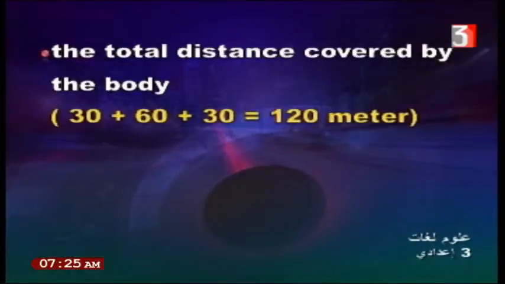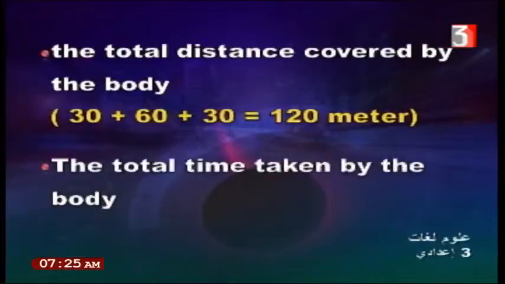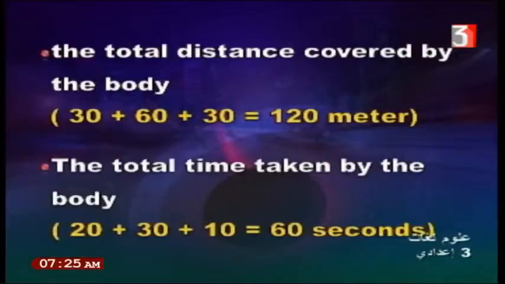30 plus 60 plus 30 equals 120 meters. The total distance covered by the body equals 120 meters. But the time taken to make this distance equals 20 plus 30 plus 10 equals 60 seconds. So you have now the total distance and total time. You can find average speed.